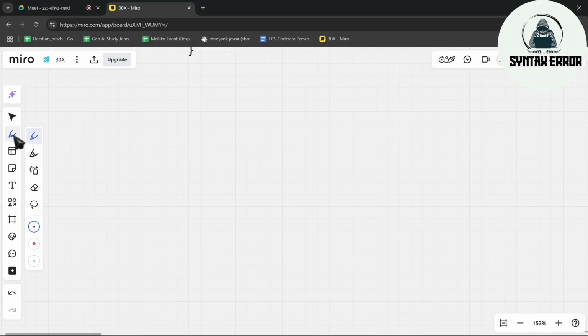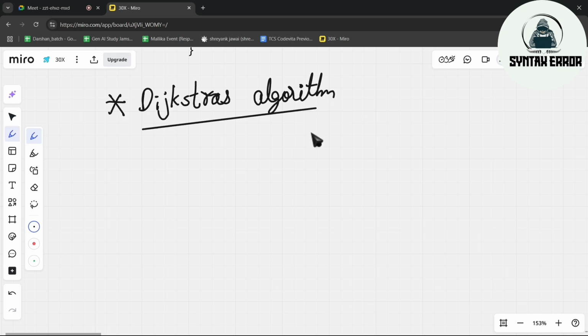which is Dijkstra's algorithm. This algorithm is used to find the shortest path. Why? If we are having multiple nodes, this algorithm is used to find the shortest path from our source node. So basically, we will be having only one source. From this source node, what is the shortest path to travel to each of the nodes?